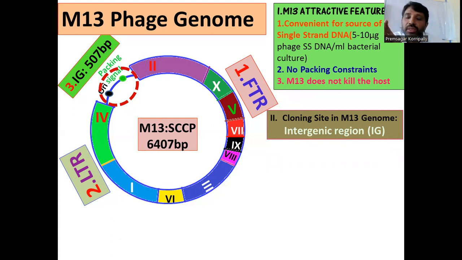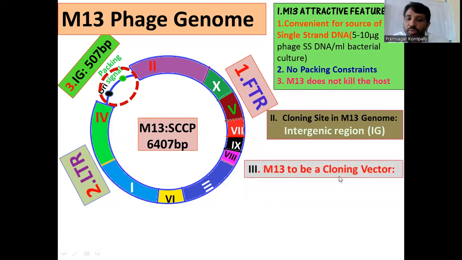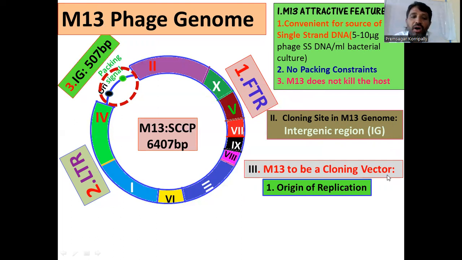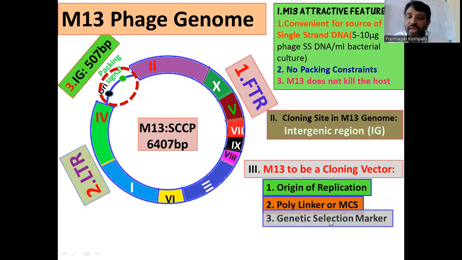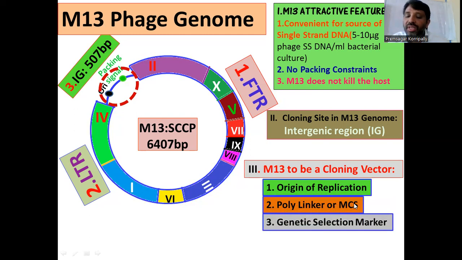When you want to convert the M13 genome into a cloning vector, it should have the following features. First, an autonomous origin of replication. Yes, it has an origin of replication. Second thing is the polylinker or MCS, meaning restriction sites. If you can develop unique restriction sites in the intergenic region, they are called multiple cloning site or polylinker. With the help of them, you can clone your gene of interest into the M13 vector.